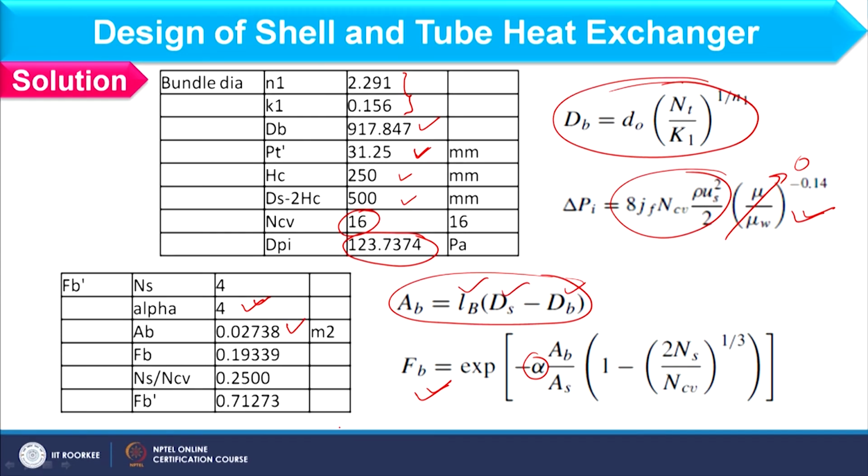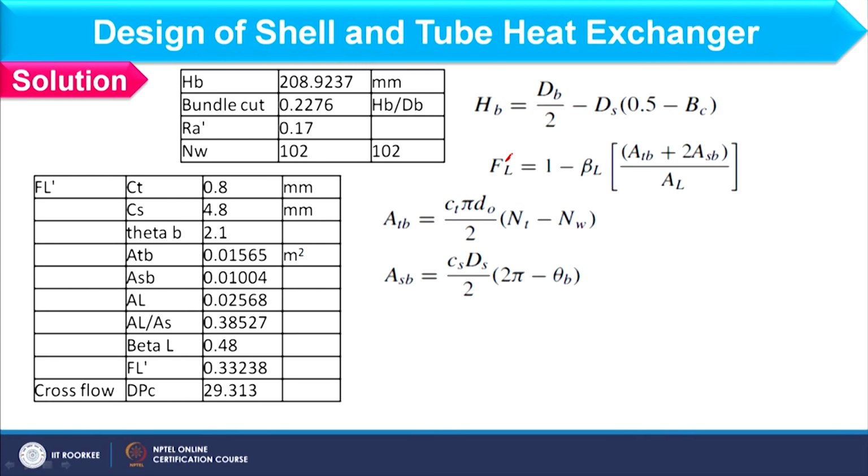So, AB value you can obtain. Now, considering NS equal to 4 and NCV as 16, you can find out NS by NCV as 0.25, and then considering all these values in this expression, you can find out FB dash as 0.7127. Okay. So, in that way you can find out bypass correction factor for pressure drop calculation. Therefore, we are considering FB prime.